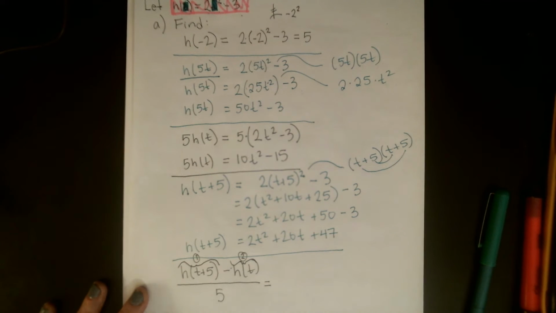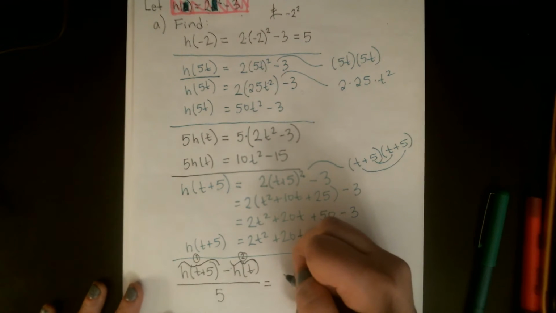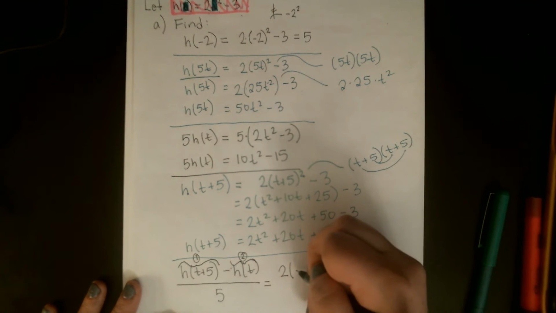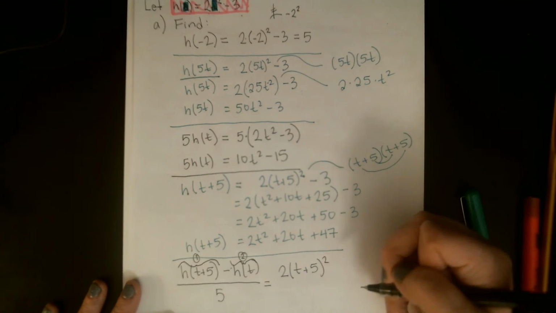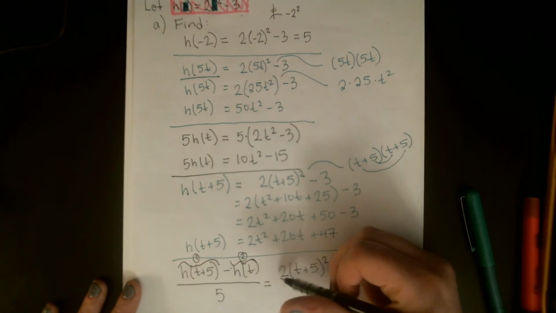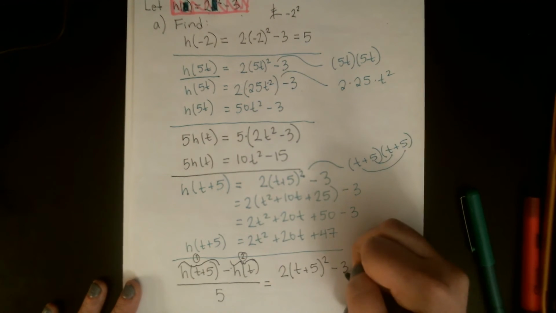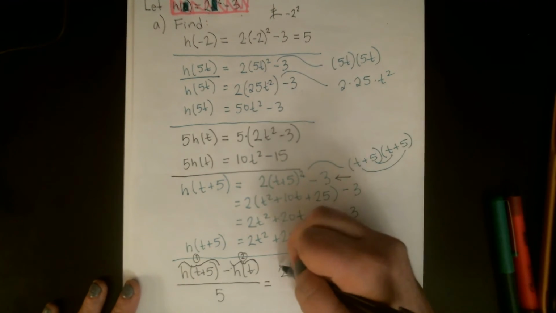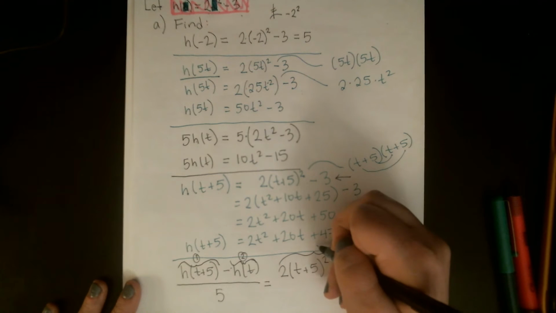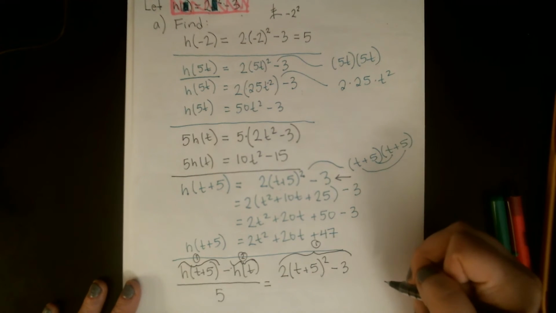And actually, I can cheat a little bit, so I'm going to write this step just so that you could see what to do if we didn't have the last part. But we've already done the work for plugging t plus 5 in. If you plug in a t plus 5, you should square it, double it, and then subtract 3. So you can see this is exactly what we did up above. So here is the h of t plus 5.